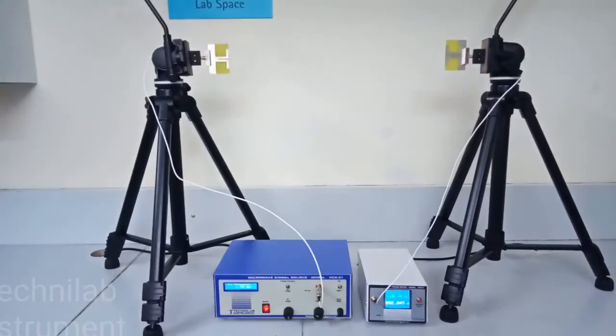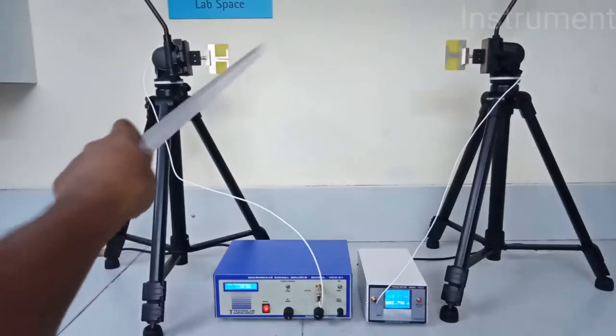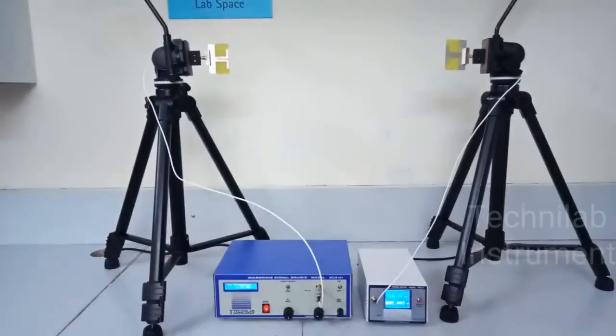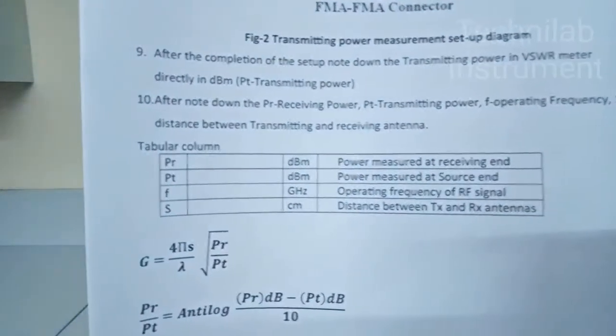Now I am using 50 centimeters between the transmitting antenna and the receiving antenna, from this end to this end, antenna edge to edge, 50 centimeters. Actually 10.9 is the minimum, and I am using a distance of 50 centimeters. You have to record 4 readings for the gain calculation: PR, PT, operating frequency, and the distance between TX and RX. These are the 4 readings.